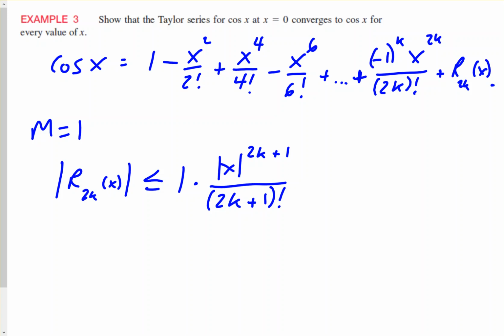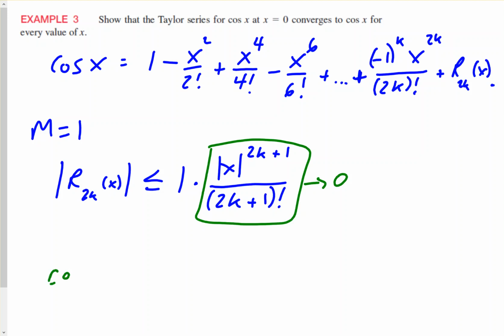Okay, and so we see that we use the same theorem that we used before, right? We know that this quantity is going to go to 0 as k approaches infinity, right? So therefore the series converges to cosine x for every value of x.